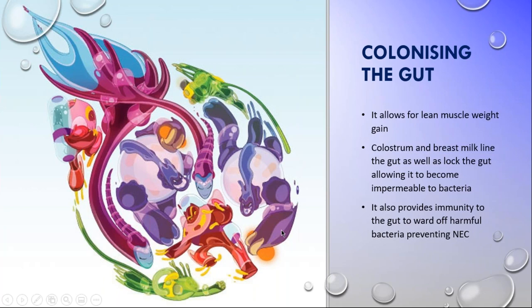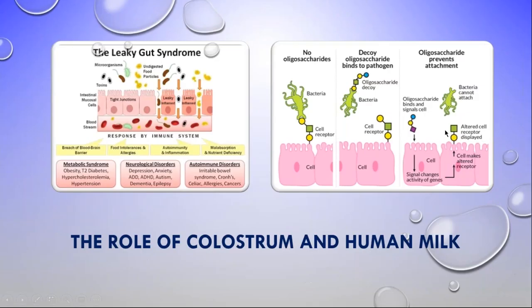So if we go back here, if there are oligosaccharides, what you can see is that they act as a decoy. Do you see that? Look how they attract the bacteria, and they prevent the attachment. So the bacteria can't attach the way it should. And so now all of this can signal and continue in the cell.